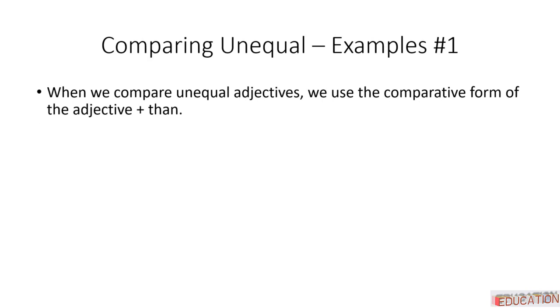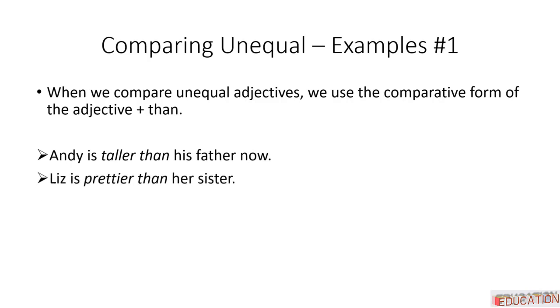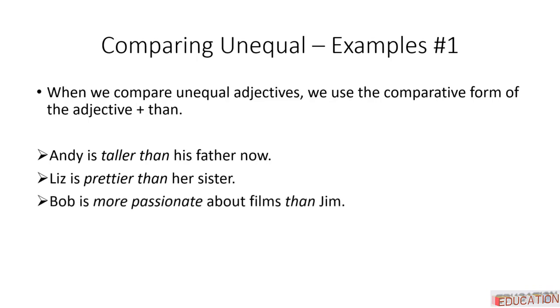When we compare unequal adjectives, we use a comparative form of the adjective plus than. So Andy is taller than his father now. Liz is prettier than her sister. Bob is more passionate about films than Jim. Your house is bigger than my house.